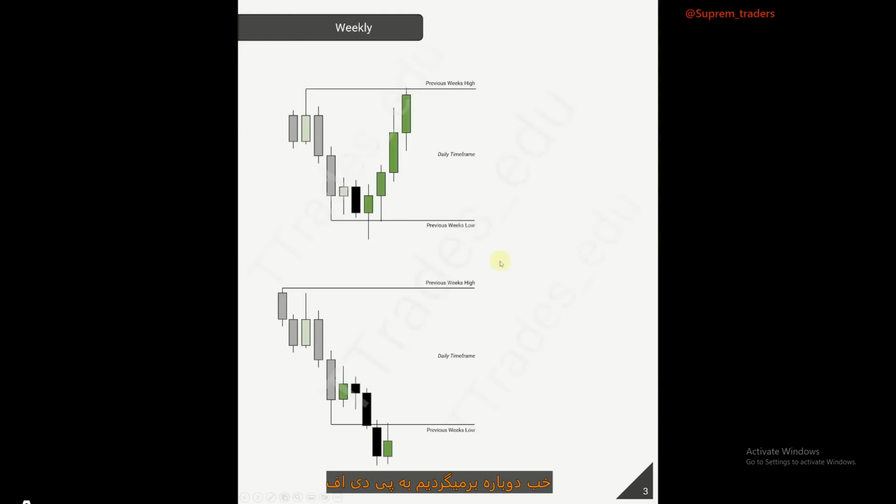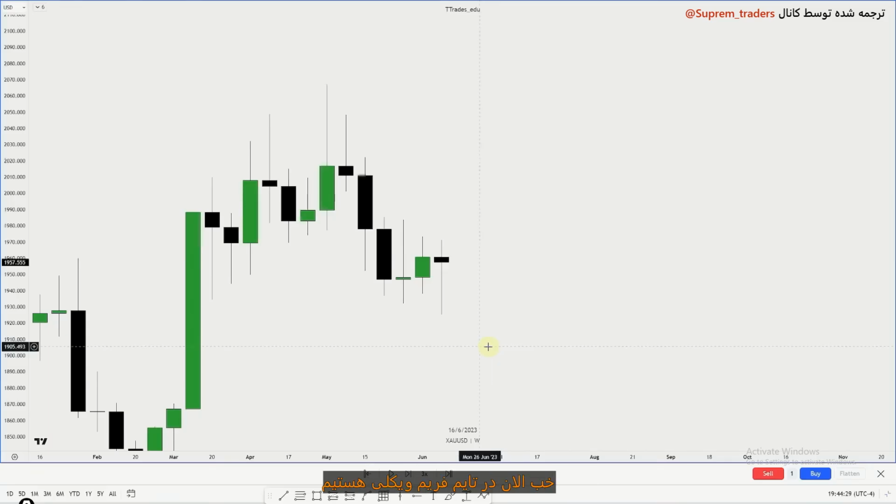Now getting back into the PDF, you can see the same concept applies on the weekly time frame as well. Here you can see a reversal was framed off of previous week's low, and then we end up going to previous week's high, while down here, previous week's low is used as a draw on liquidity before price moves lower. So here we are on the weekly time frame, and as the same concepts apply, I would be looking for previous week's high or low. So let's see what happens.